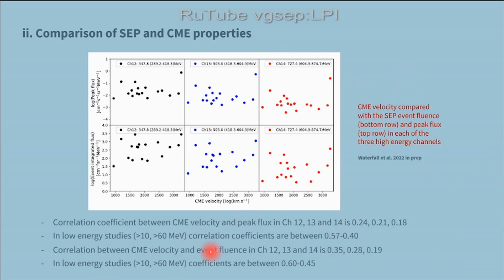When we look at the fluence, we find a similar thing, with correlation coefficients between 0.35 decreasing to 0.19 as the energy increases. And in lower energy studies, it's a lot stronger, between 0.6 and 0.45. You can see there's quite a nice range of CME velocities though. I think the smallest one we have is about 938 kilometers per second, extending up to, I think, 3,200 for GLE 69, the one that occurred in 2005.